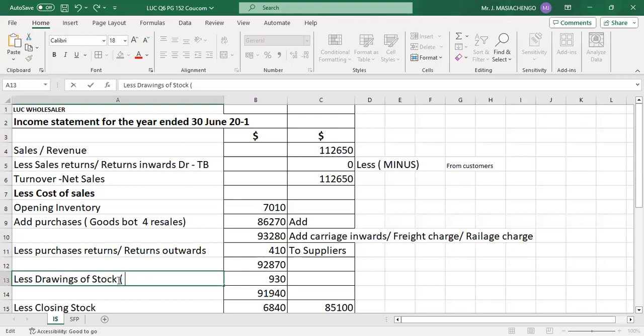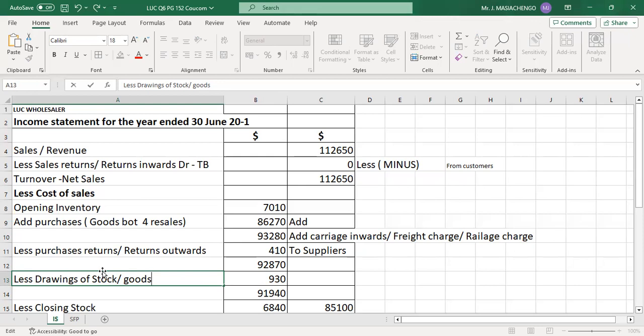Please, the key term is drawings of stock. Don't just record drawings. We can have cash drawings. Other drawings can come in different forms. But if these are drawings of goods, drawings of stock, if you take goods, please, if it's just indicated drawings, don't record it in the trading account. Remember, there are drawings that we record in the what?